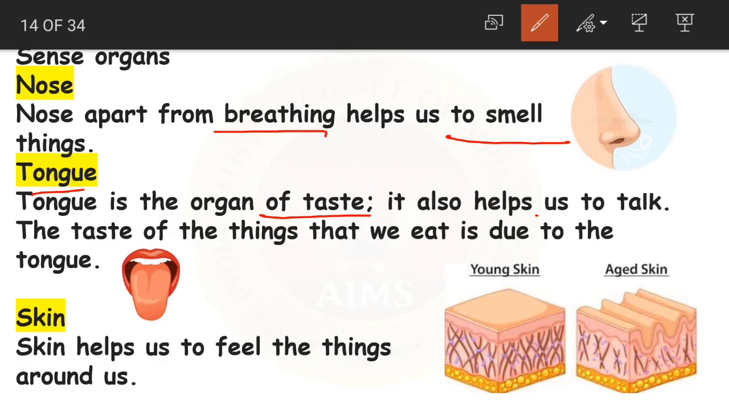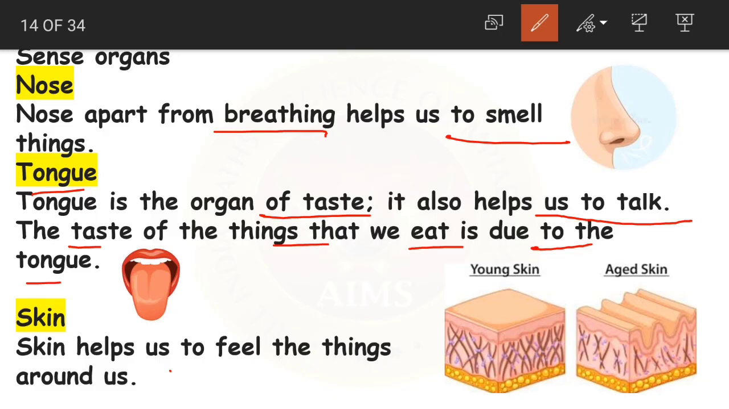Apart from that, the tongue also helps us to talk. The taste of the things that we eat is due to the tongue. That's what decides and tells us the taste, and it also helps us to talk.